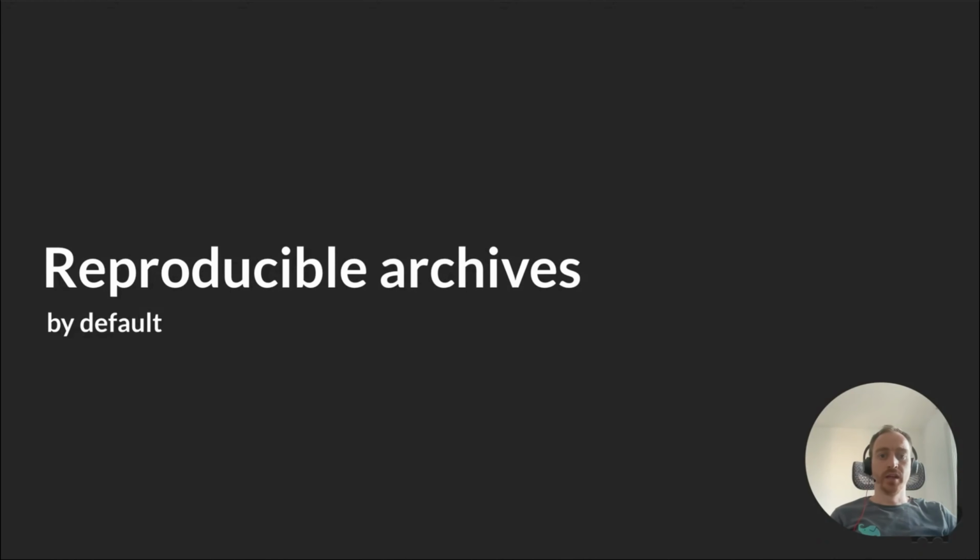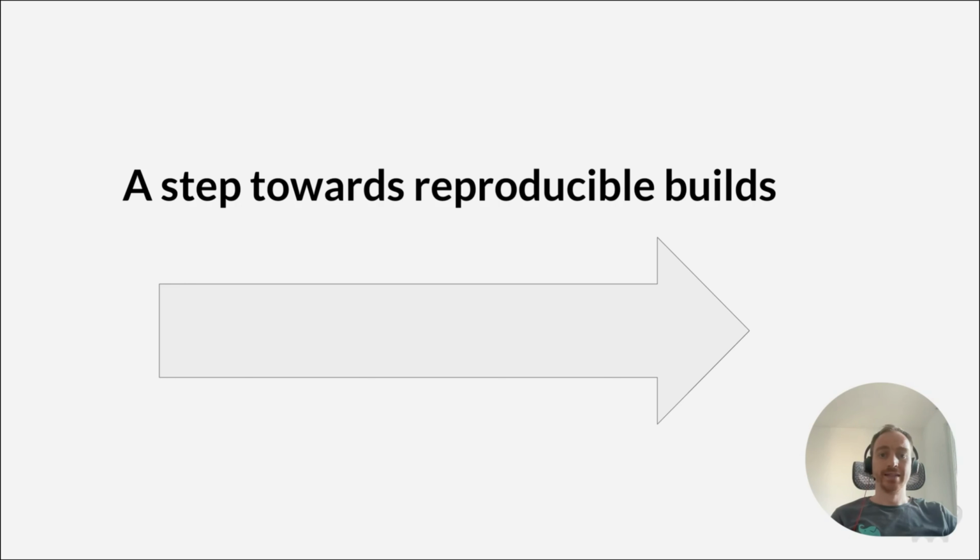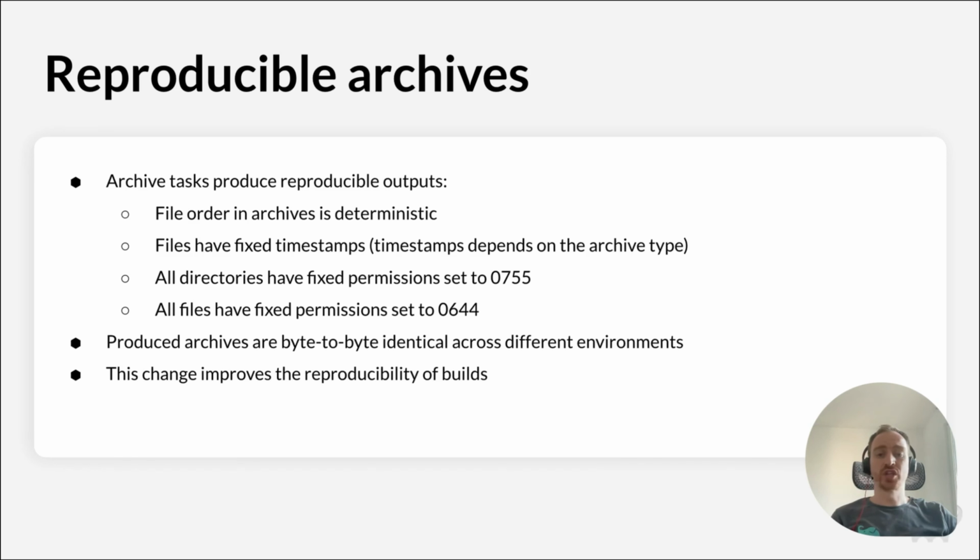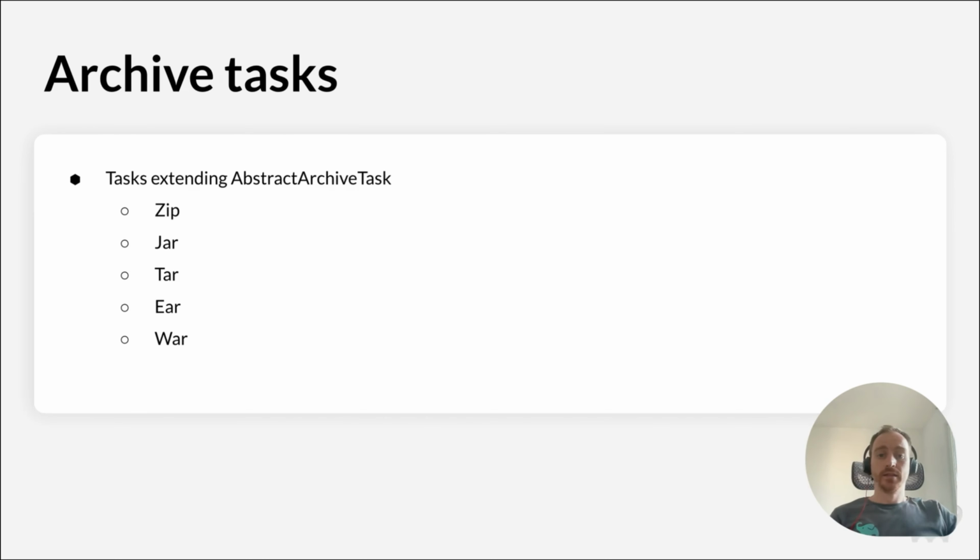With Gradle 9, we enabled reproducible archives by default. This is a big step towards reproducible builds, but it's only a part of reproducible builds effort. What has changed? We changed the default Gradle core archive task configuration. Archive tasks now produce reproducible outputs. File order in archives is now deterministic, files have fixed timestamps, and file and directory permissions are fixed. As a result, archives are byte-to-byte identical across different environments, and this change improves the reproducibility of builds. This configuration is applied to tasks that extend abstract archive tasks, like zip, jar, and others.